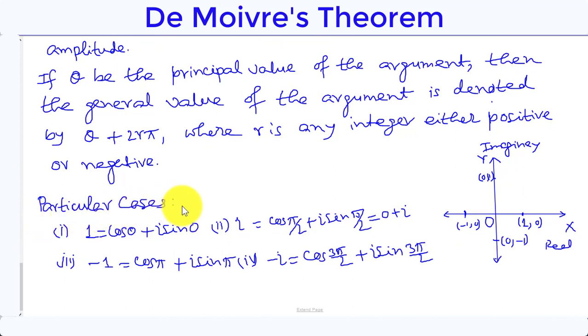Now, particular cases. 1 is equal to cos 0 + i sin 0. Here this is the point (1, 0). 1 is a real number lying on the real axis, the x-axis, and this point is (1, 0). Here the angle is 0.